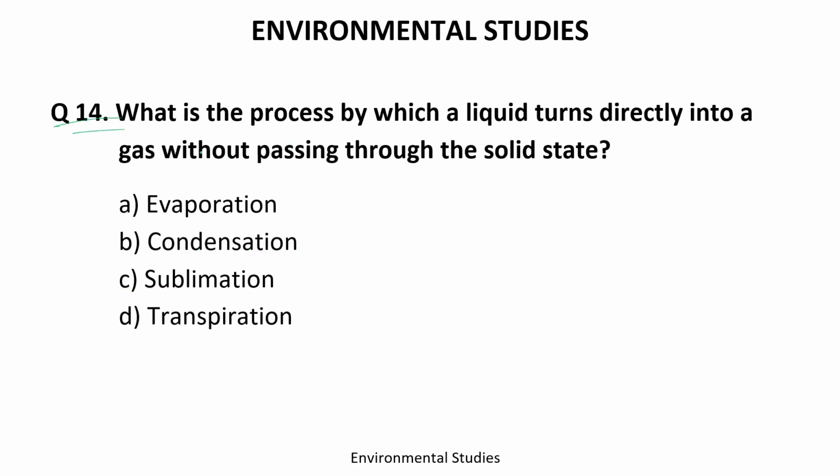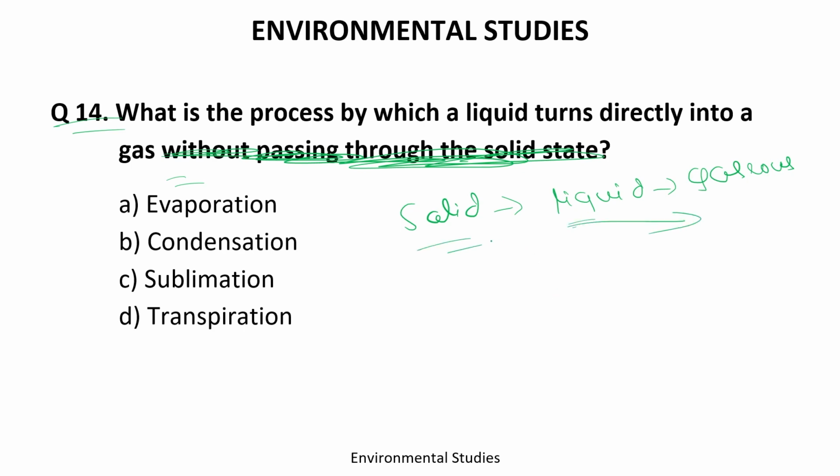14th question we have. What is the process by which a liquid turns directly into a gas without passing through the solid state? All right, students, there is something to change. Cut this line, because there is solid, then liquid, then gaseous form. So liquid is transferred into the gaseous form. There is no role of the solid. So this is the corrected question. Now you have the options.